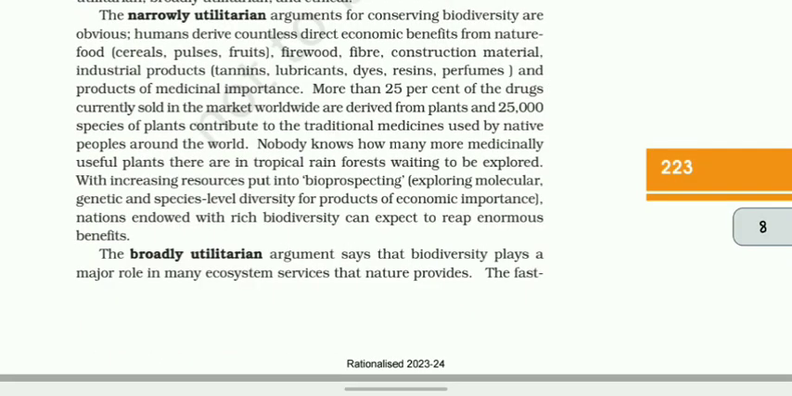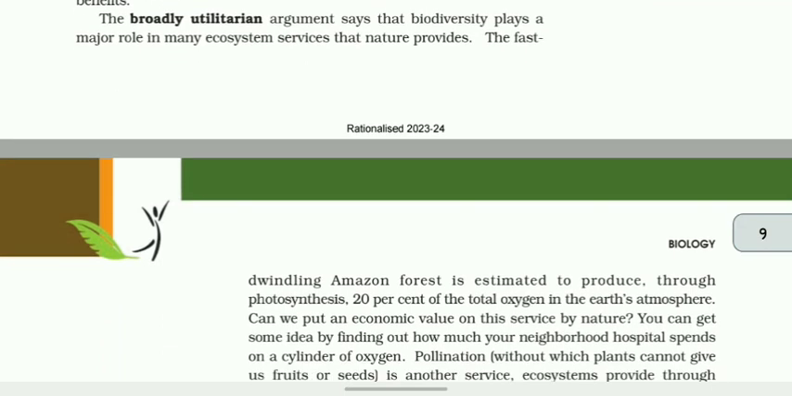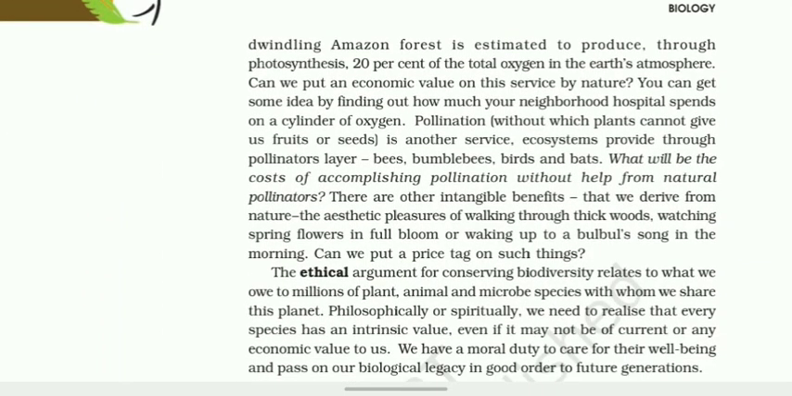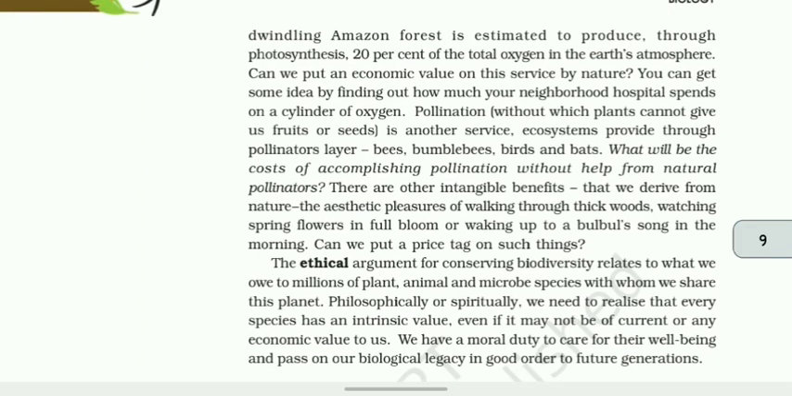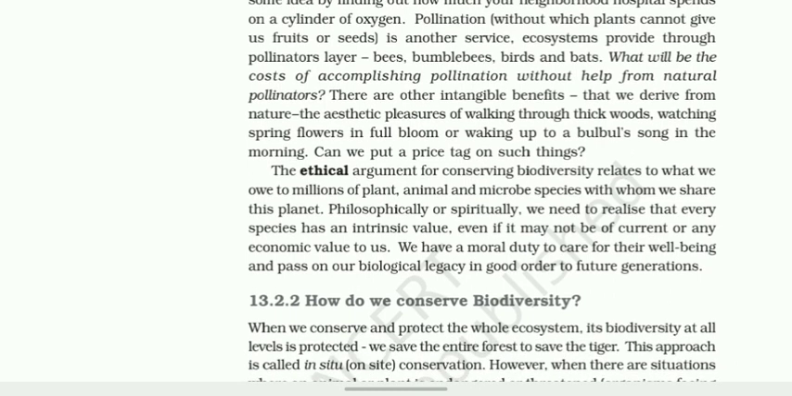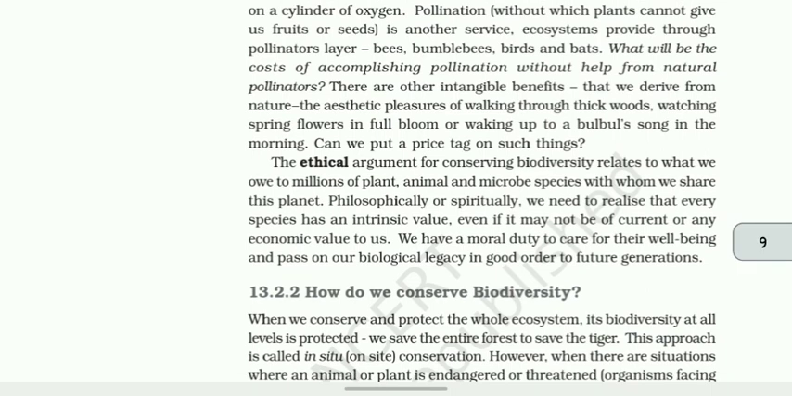The broadly utilitarian arguments say that biodiversity plays a major role in many ecosystem services that nature provides. The fast dwindling Amazon forest is estimated to produce through photosynthesis 20% of total oxygen in the Earth's atmosphere. Can we put an economic value on this service by nature? You can get some idea by finding out how much your neighborhood hospital spends on a cylinder of oxygen. Pollination, without which plants cannot give us fruit or seeds, is another service.